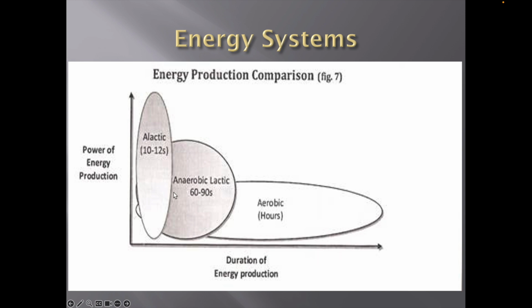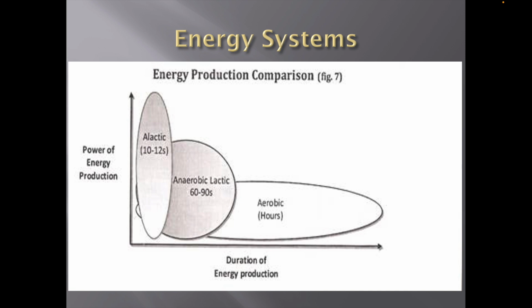Three different energy systems. We've got our alactic energy system, and this is the energy system that is mainly used in the human body for activities that last 10 to 12 seconds or less, and specifically when these activities require a high amount of force to be produced. A good example of an activity lasting 10 to 12 seconds or less might be a 100-meter dash.